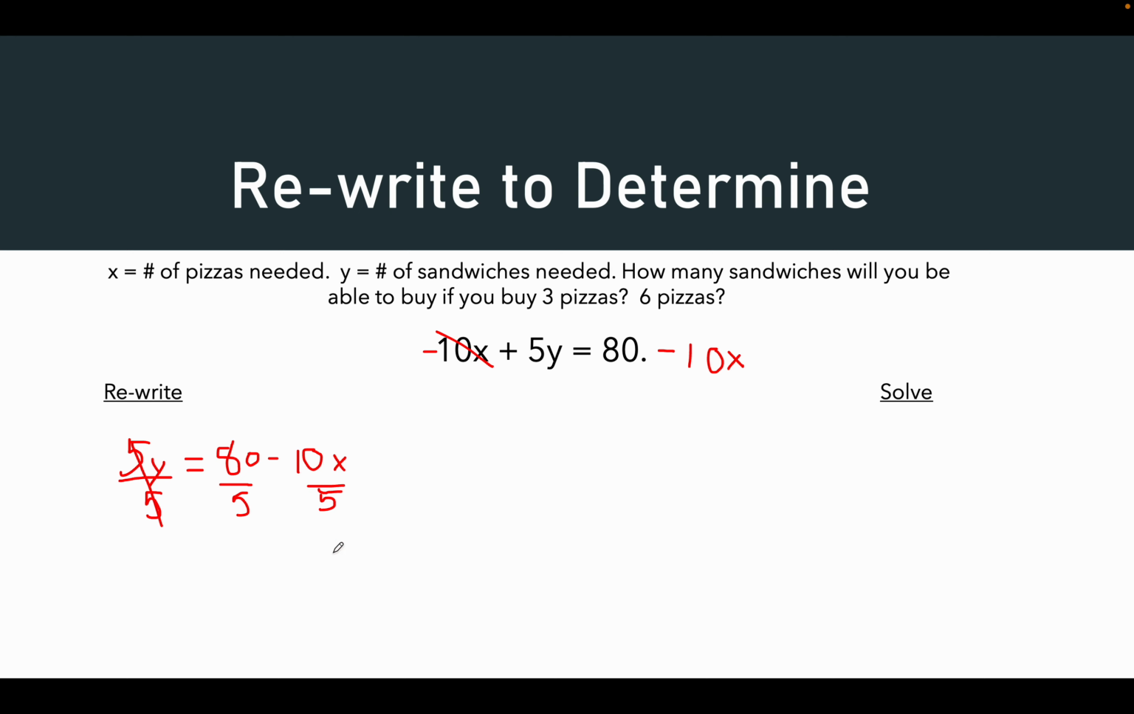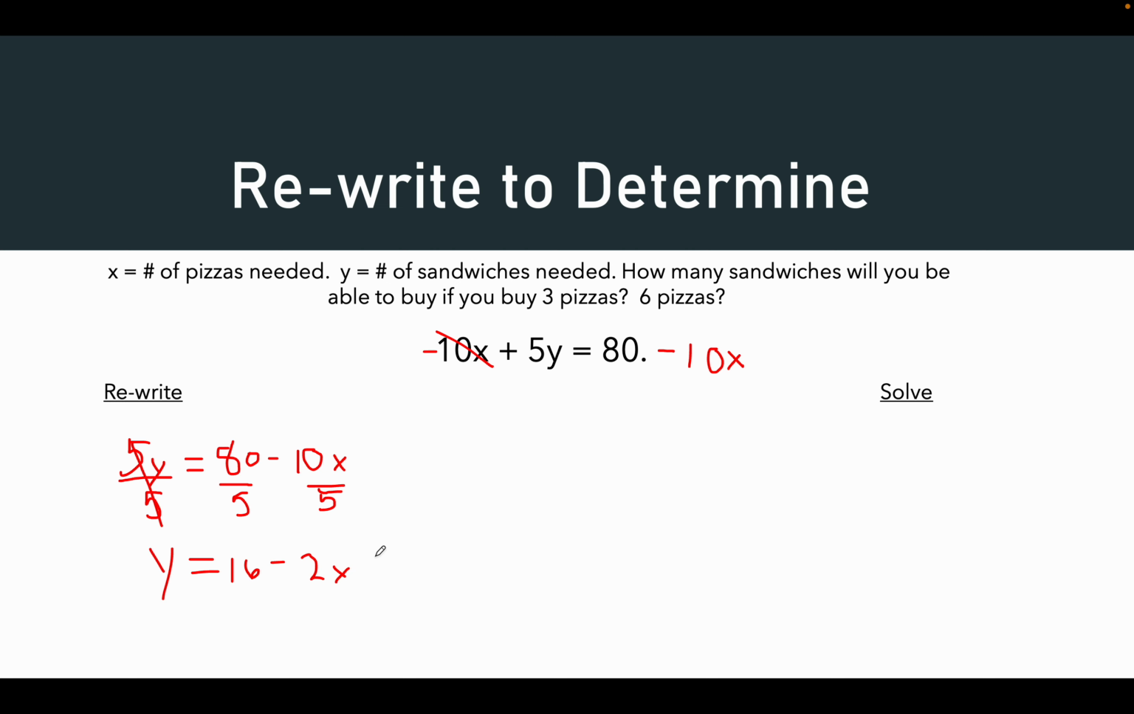So what I have left over is y equals, what is 80 divided by 5? I would pull out my calculator if I don't know the answer, and I would type in 80 divided by 5, and that equals 16. So I'm left with 16 here. And then I would take 10 divided by 5, and that sounds like it's negative 2x. And voila, I am done with that.